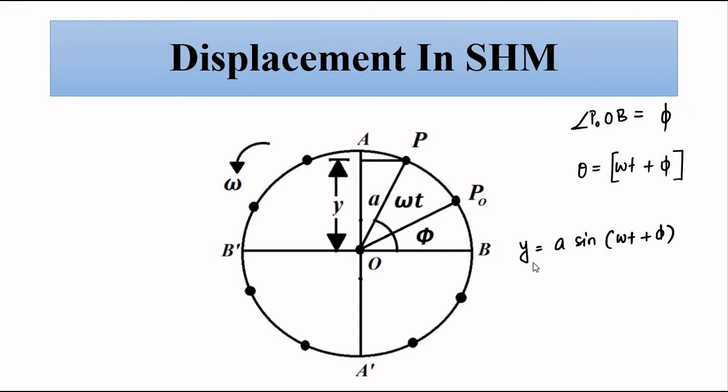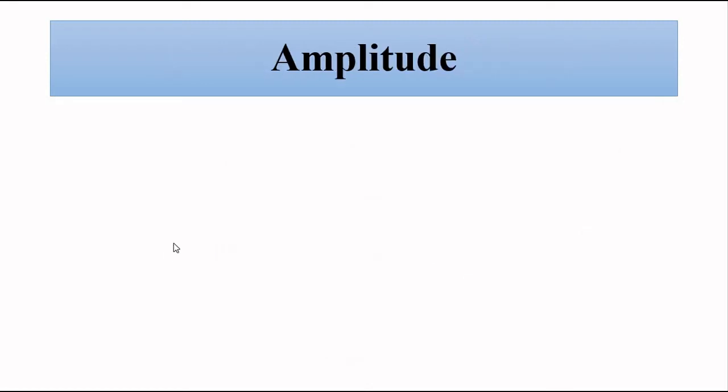Here, another important thing which comes into play after displacement is the amplitude. So the general displacement equation is y = A sin(ωt + φ). Here amplitude is the maximum displacement of the particle undergoing SHM from the equilibrium position.